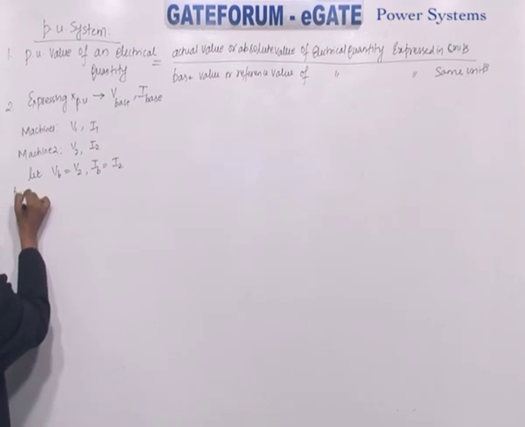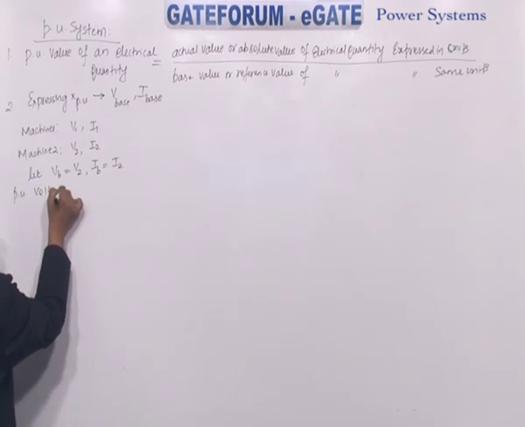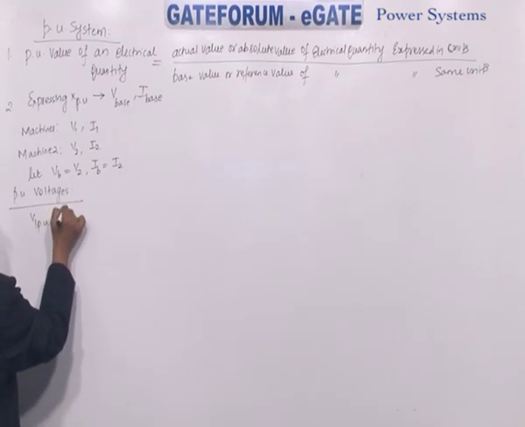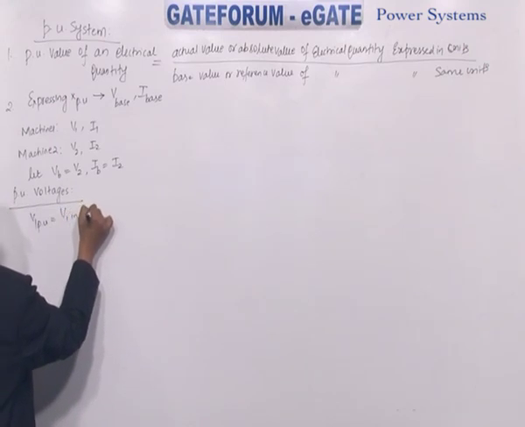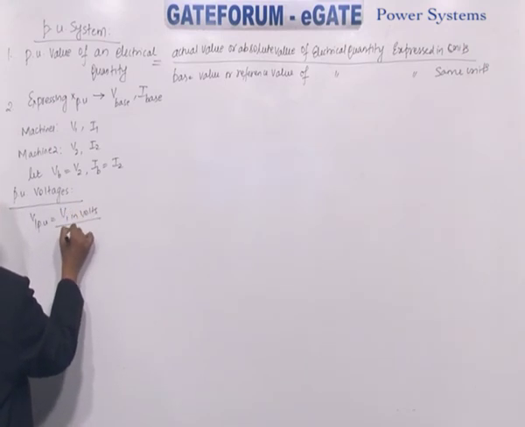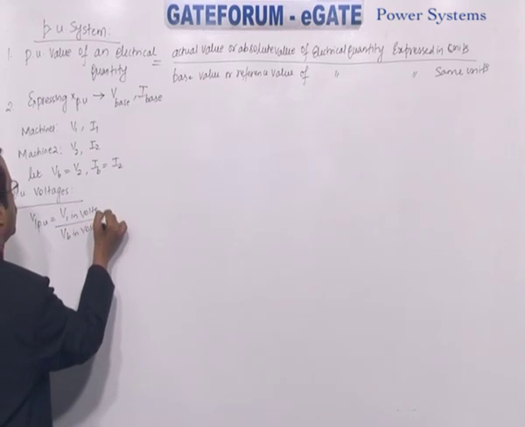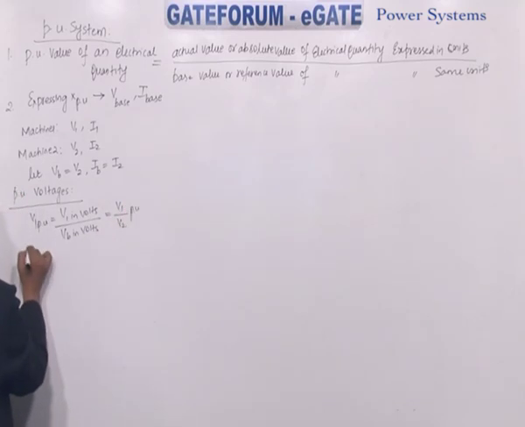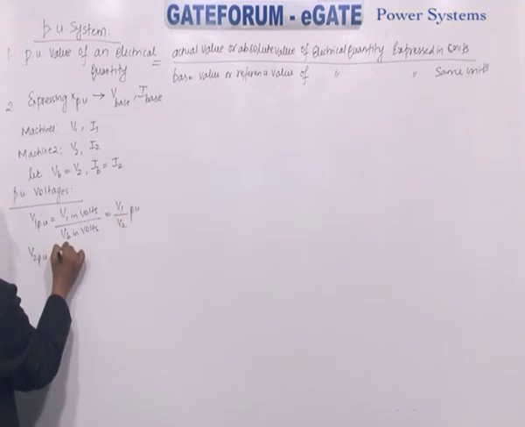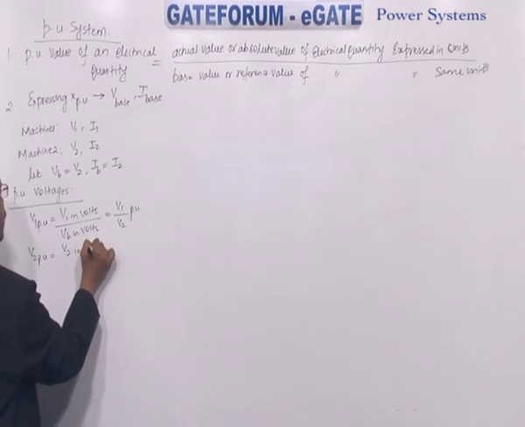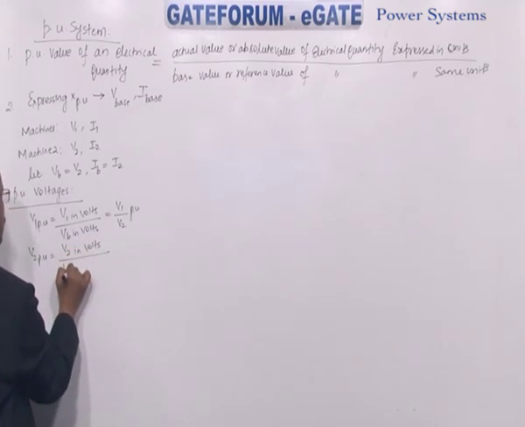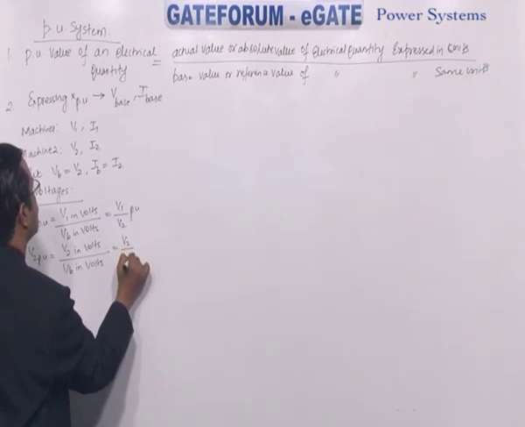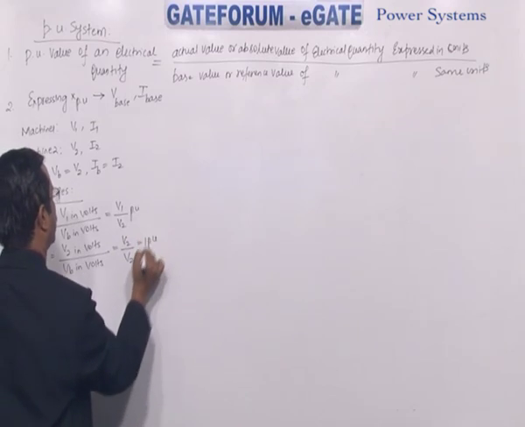So now first we check how to write the per unit voltages. V1 per unit, how to write? The actual value of V1 in volts by the base voltage also in volts. Base voltage is V2. How to write V2 per unit? Actual value of V2 in volts by the base voltage also in volts. VB is V2, so it is 1 per unit.